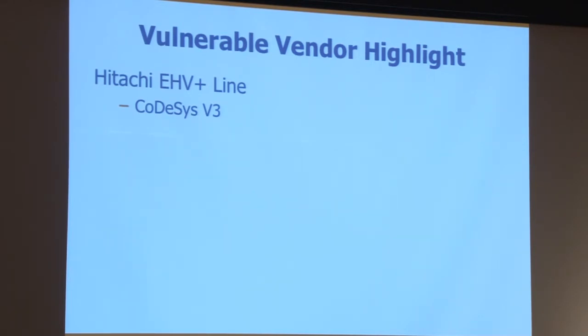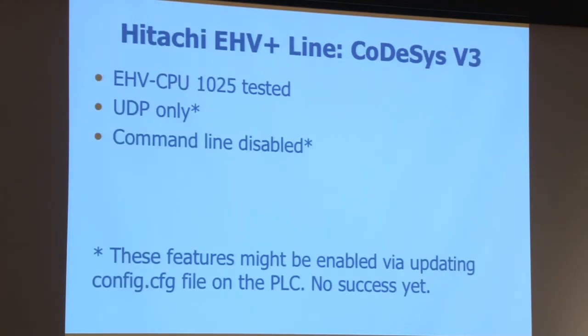So the EHV Plus runs CoDeSys version 3. We tested the EHV CPU 1025. The device only speaks the UDP version of the CoDeSys protocol. It actually had the secret command line that I mentioned earlier. It had that feature disabled in the product. It's possible that we could enable TCP, and it's possible that we could enable the command line. I'm not sure if it will work, but there is a configuration file on the PLC that lets you enable additional parts of CoDeSys, and this might be used to include TCP service and include that command line. So far, we have not been able to do it, though.